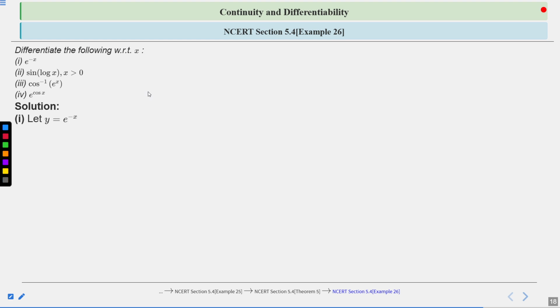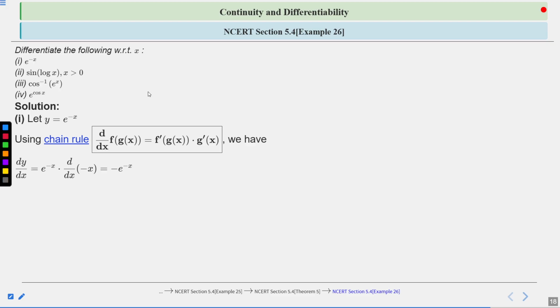Let y is equal to e to the power minus x. So using chain rule we know that d upon dx of f of gx is basically f dash gx into g dash x. Therefore we have dy upon dx is basically e to the power minus x into d upon dx of minus x, which will be equal to minus of e to the power minus x.